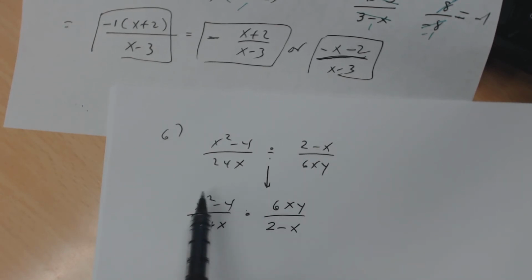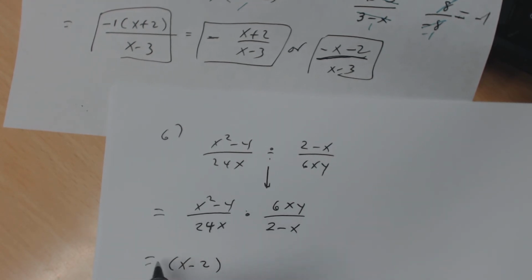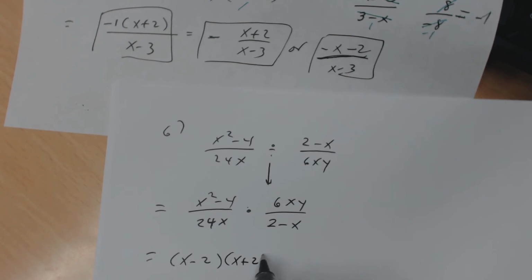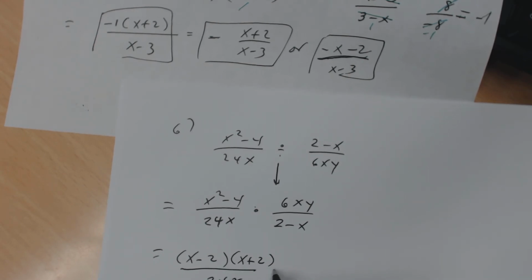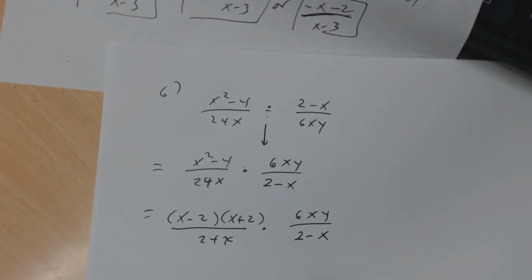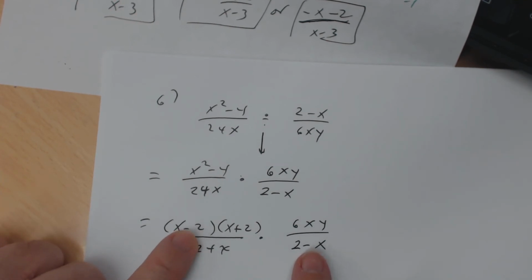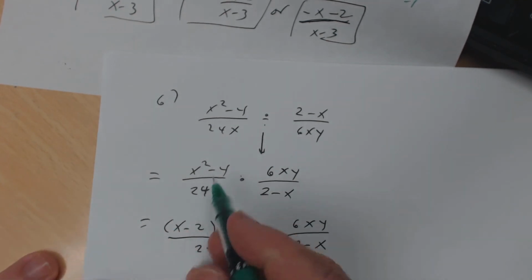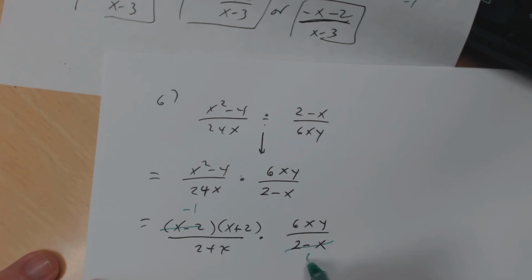All I did was change this division into multiplication by the reciprocal. Now the only thing I can factor is this one, the difference of two squares, so I get x minus 2 times x plus 2 divided by 24x times 6xy divided by 2 minus x. Okay? Alright, so let's start looking at the factors. My first factor in the numerator is x minus 2. I don't see x minus 2 occurring as a factor in the denominator. But I do notice that these two are opposites of each other. So I'm going to write this as a negative 1 and this as a positive 1.